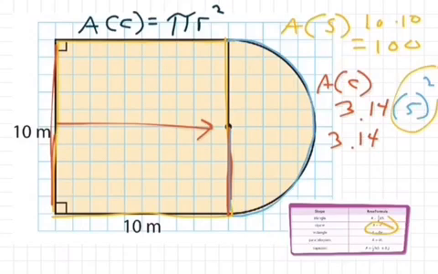So I have 3.14. 5 squared is the same as 5 times 5. Remember, it's not 5 times 2. So 5 times 5 equals 25. So I get 25 here. And then I need to do 25 times 3.14. So I get myself a little bit of space here.